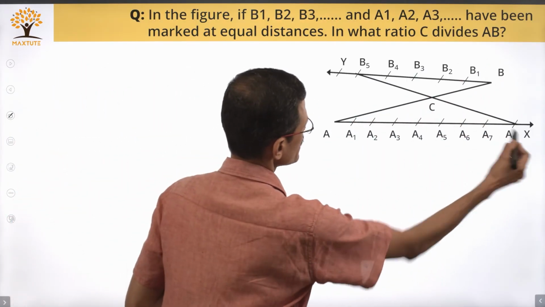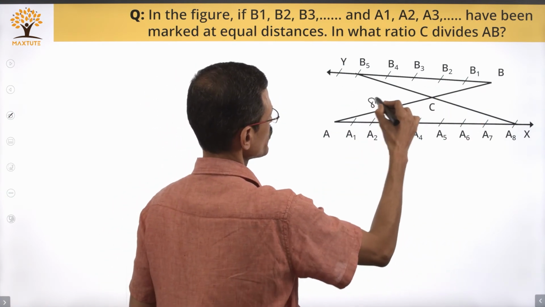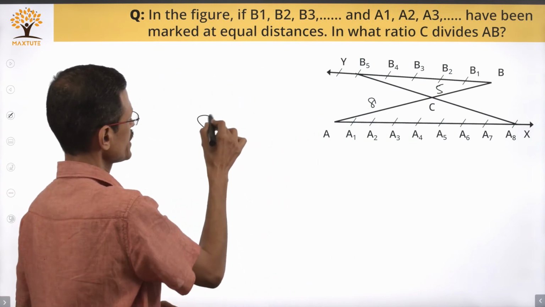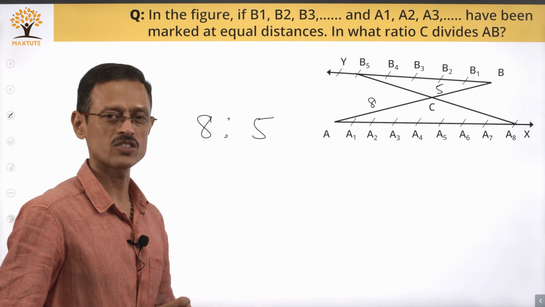We have 8 parts here and we have 5 parts here. So C is going to divide AB in the ratio of 8:5. That's all that you need, right? C divides AB in the ratio of 8:5. You get 1 mark for this question.